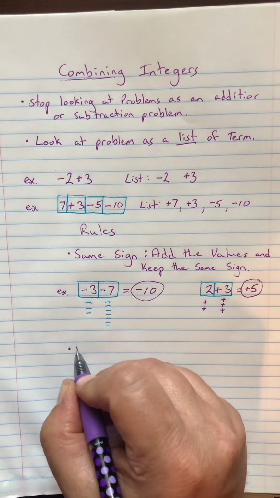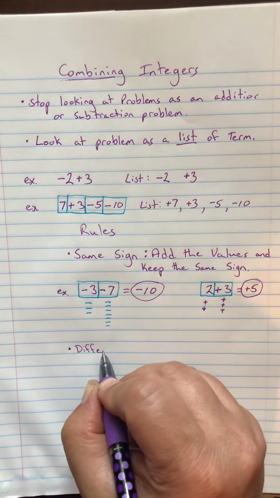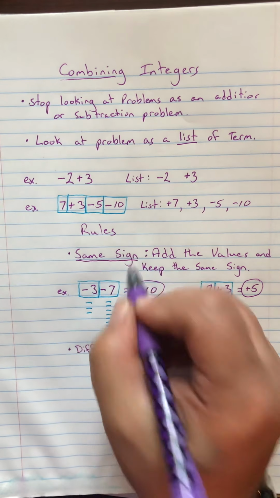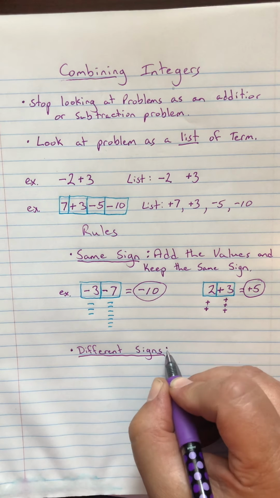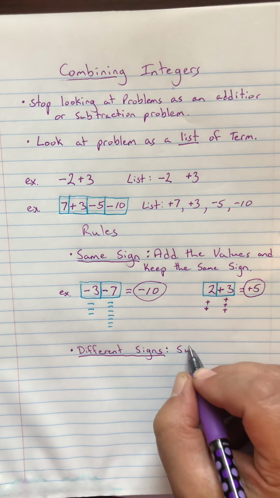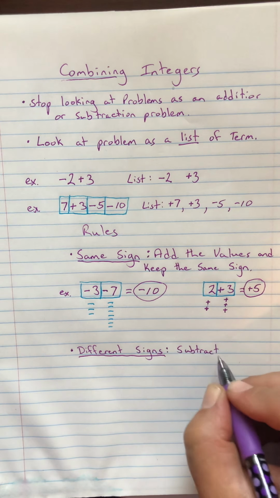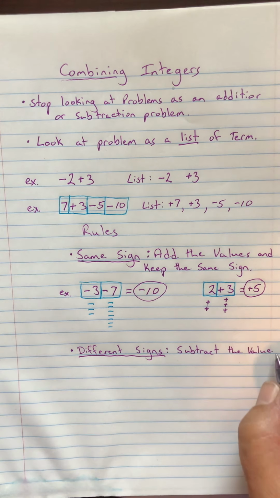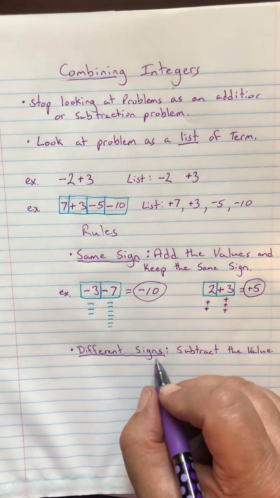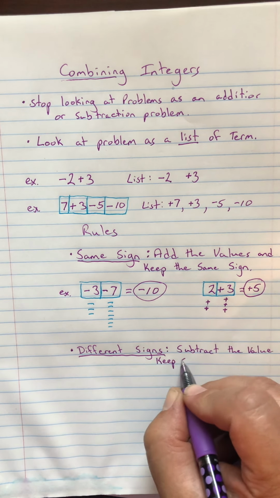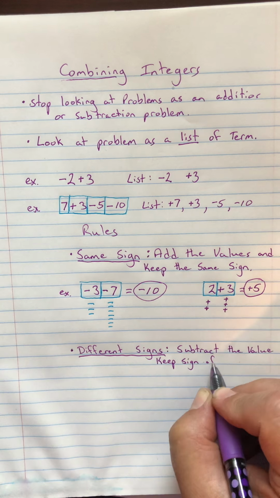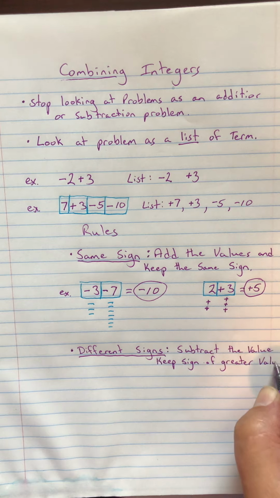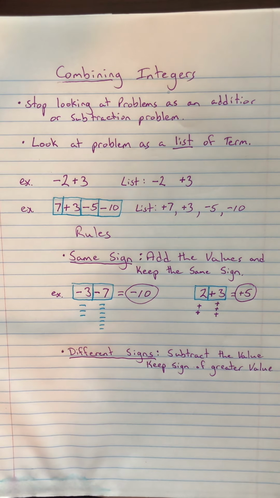All right. Now, what happens if the signs are different? Different signs. So this was same sign. This is different signs. Here, and we're going to see why in a second, we are going to subtract the values. Keep the sign of the greater value. So whichever one had more, they get to keep its sign.